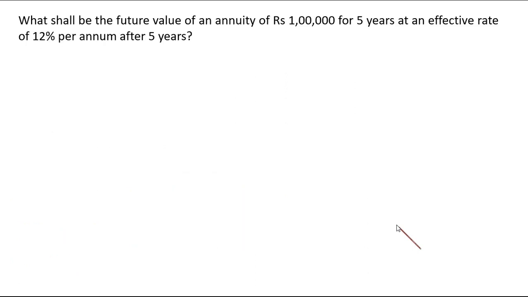Let us understand this example. What shall be the future value of the annuity of rupees 1 lakh for 5 years at an effective rate of 12% per annum after 5 years, which means that we are going to pay 1 lakh rupees every year for 5 years. So in all we are going to pay 5 lakh rupees, and the rate of interest is 12%. So what will we get after 5 years? This could be an example of a sinking fund or a recurring deposit account.